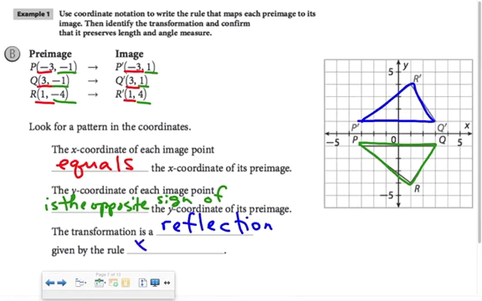And the rule, your rule always starts with x comma y arrow, and then what happened to the x and what happened to the y? Well, what we said previously is that the x coordinate equals the x coordinate of the pre-image, so it's just x comma, and for the y coordinate we said it was the opposite sign of, so it's negative y. And there is our rule for this transformation.